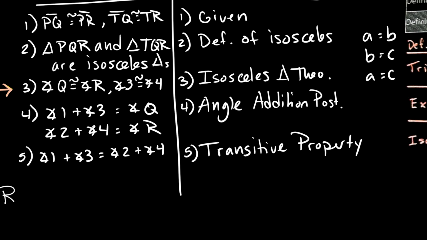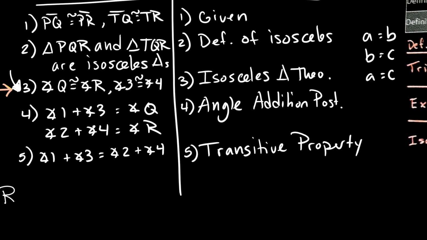Almost. Okay, I'll give you a hint. We stated step 3 for a reason, right? So far, we've used Q is congruent to R. We have not used 3 is congruent to 4. What about 3 being the same as 4 helps us in our step 5 equation?